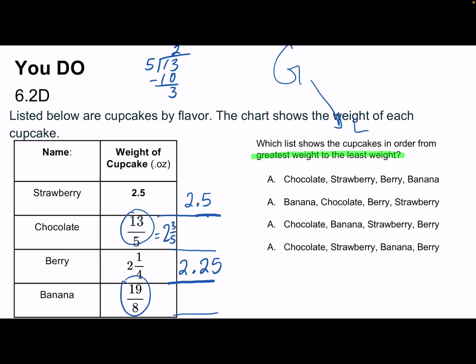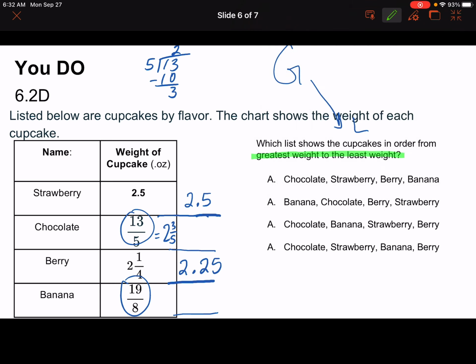Then I can keep going. Add a decimal and a 0, bring your decimal up, bring your 0 down. 5 goes into 36 times. So I have 2 and 6/10.